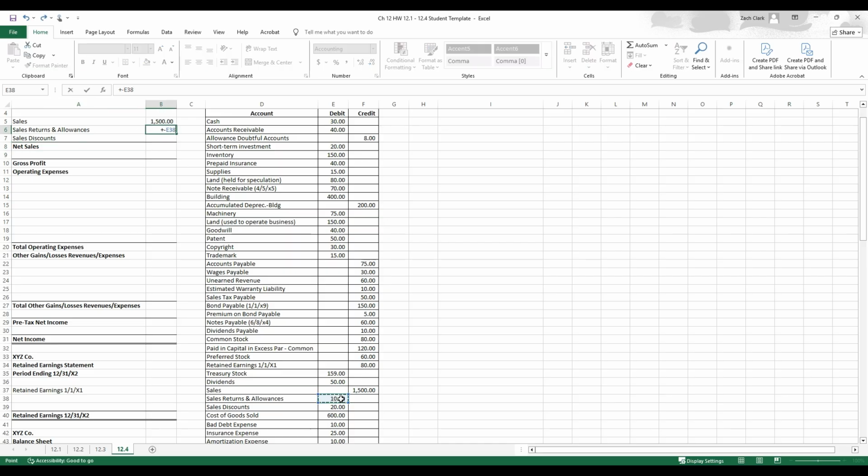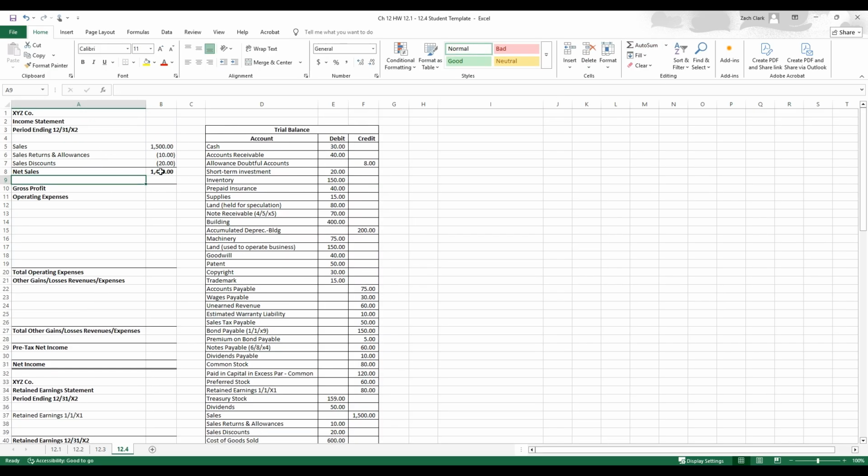Both of those are contra revenue accounts, remember. So those will both reduce sales to get net sales. And then we're going to take out cost of goods sold. So we'll have that expense, and that's going to take us to arrive at gross profit.